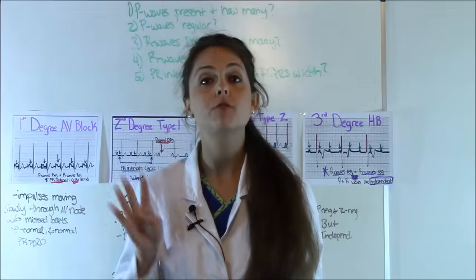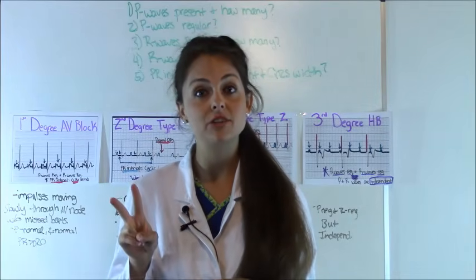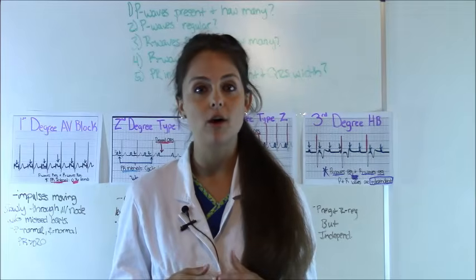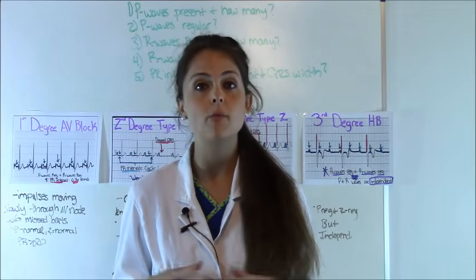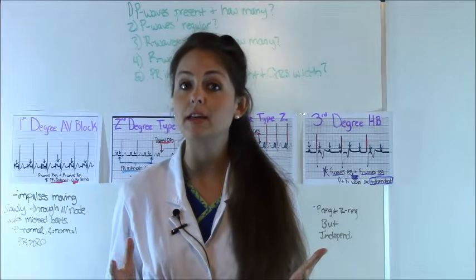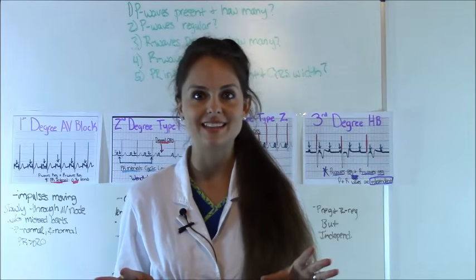Today I'm going to go over 4 types of heart blocks. We're going to go over first degree, the 2 types of second degree, and the 3rd degree heart block. In my next video we'll go over the left bundle branch block, but just for today I want to go over these 4 types because they can be a little bit challenging, and I want to show you some easy ways on how to analyze those.